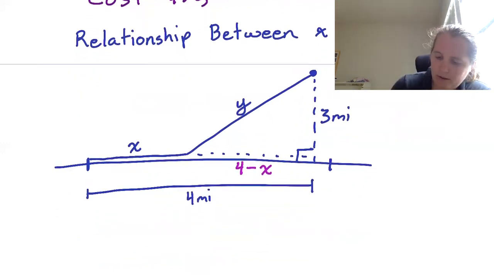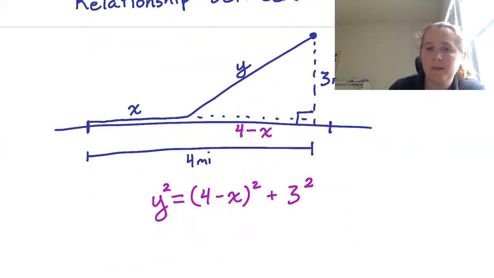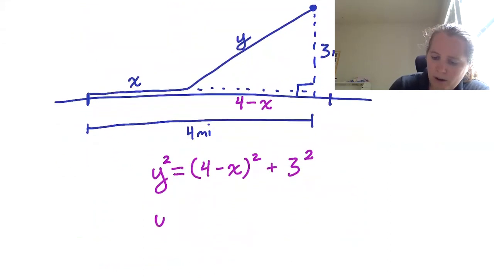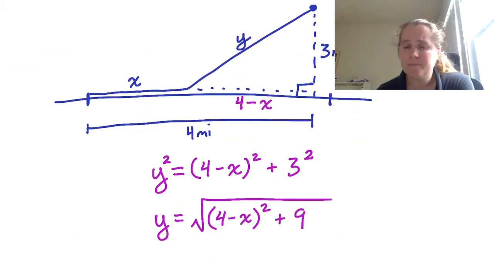So we have that Y squared should be equal to (4 minus X) squared plus 3 squared by the Pythagorean theorem. So we have that Y is simply the square root of (4 minus X) squared plus 9.